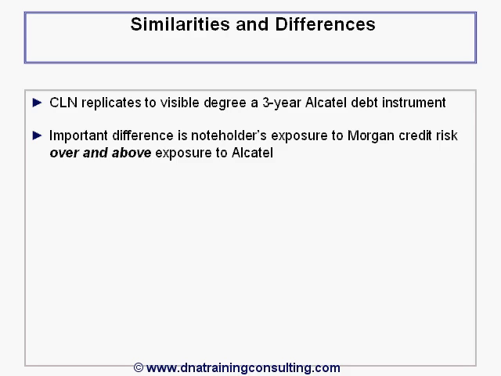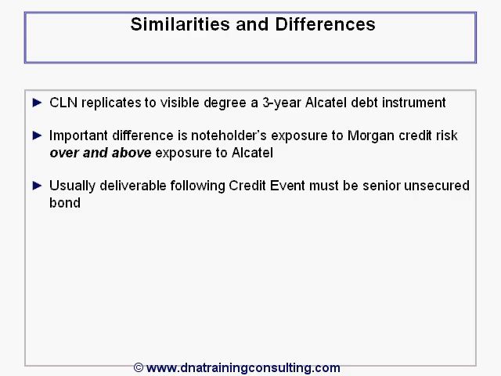We will spend much of this chapter analyzing similarities and differences between the two instruments and proposing a pricing methodology that factors in the usual fundamental and technical considerations which we examined in our module on pricing default swaps. We will assume the security delivered under the credit-linked note following a credit event must be senior unsecured, and we'll compare that to a theoretical 3-year senior unsecured bond issued directly by Alcatel.